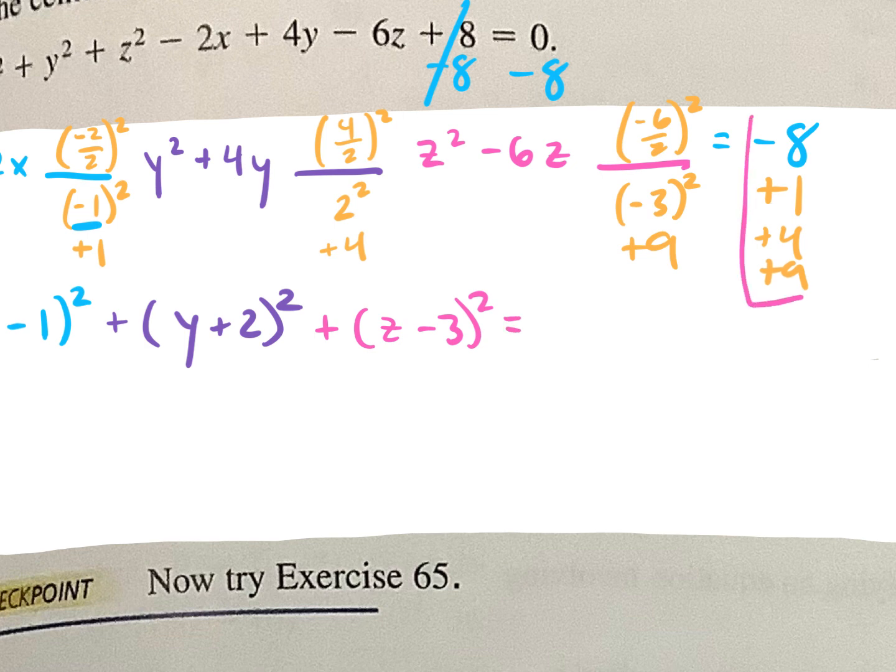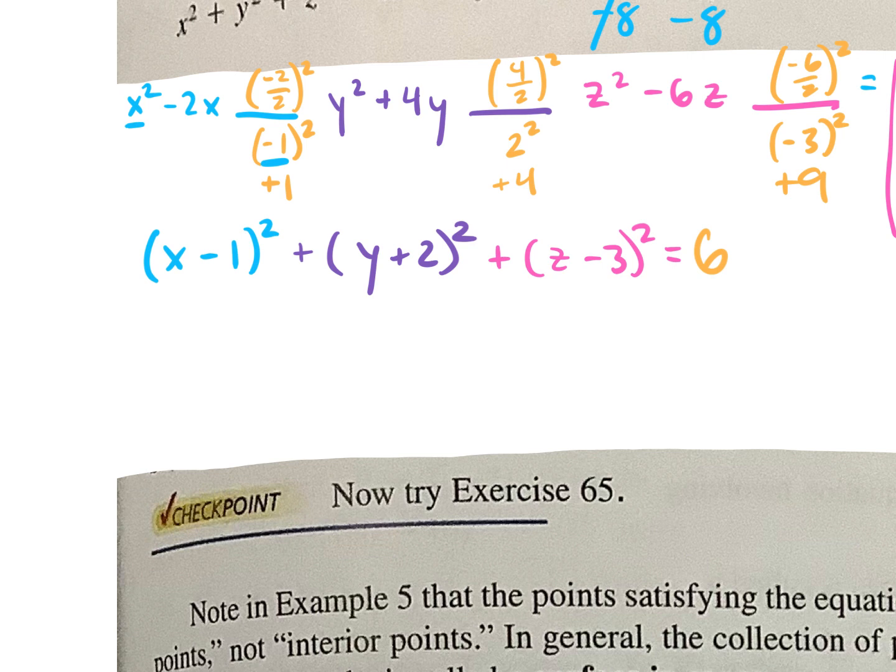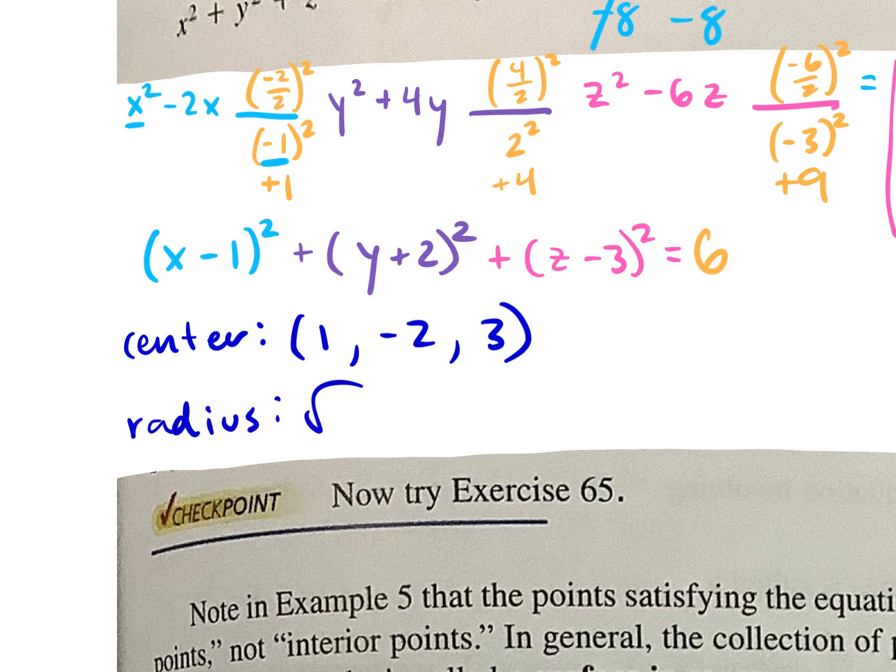Now we can add all of these together on the right side of our equation. So that would be 6. Yeah, 6. All right, so what's our center? Perfect. We flip the signs of everything. So it'd be positive 1, negative 2, positive 3. And what's our radius? Square root 6. Awesome.